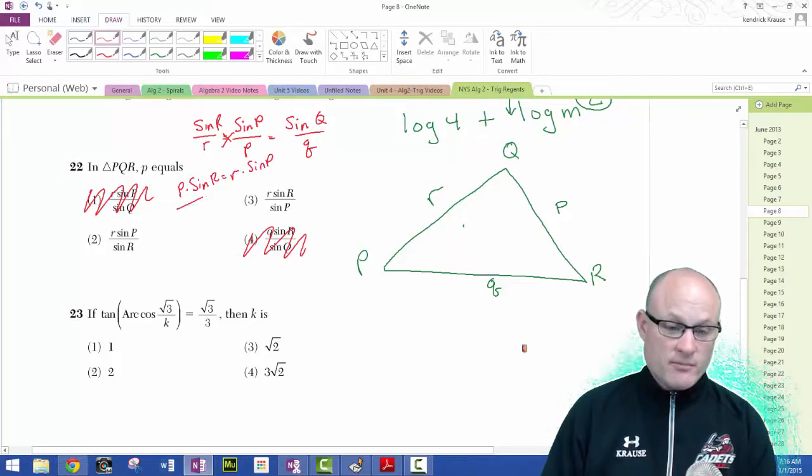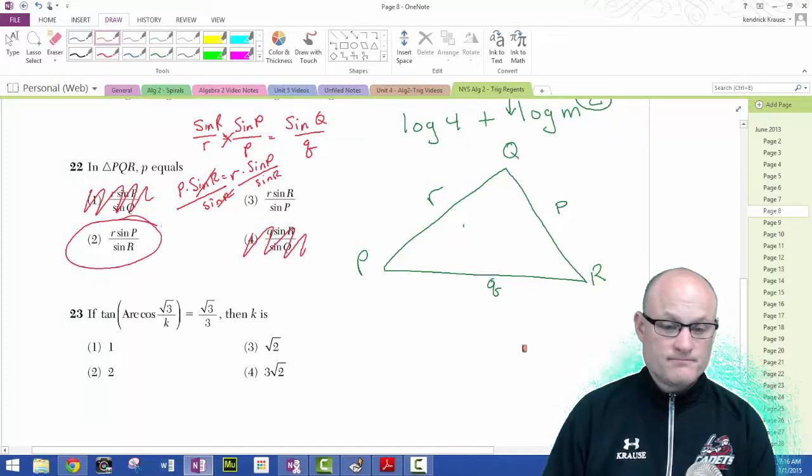If you want to know what P is equal to, I divide by sine R. So I get P is equal to R times sine P over sine R. Oh, there it is right there. Done.